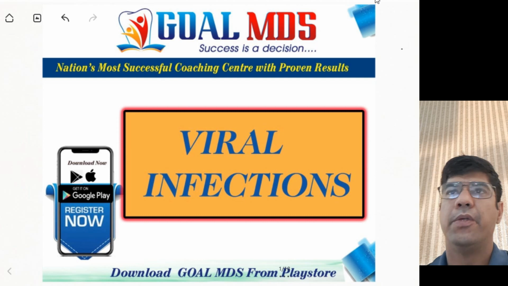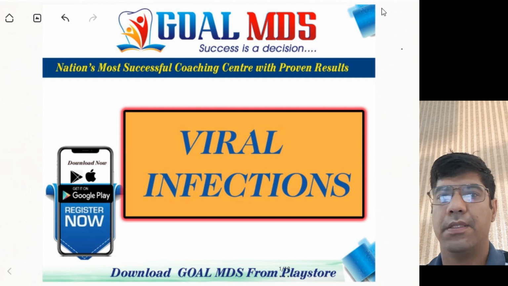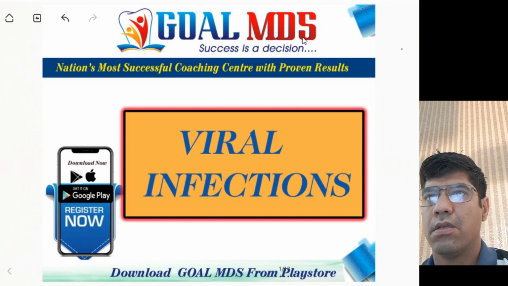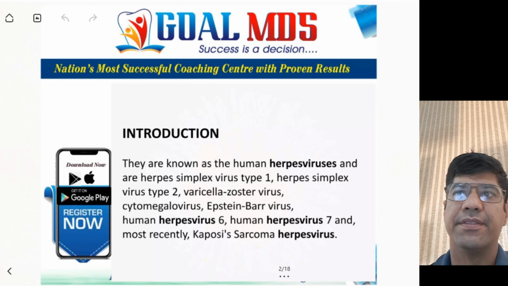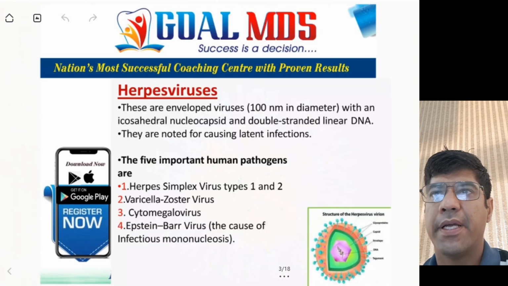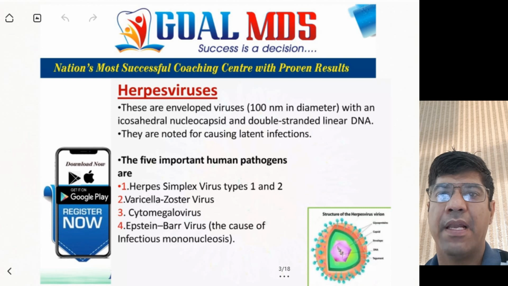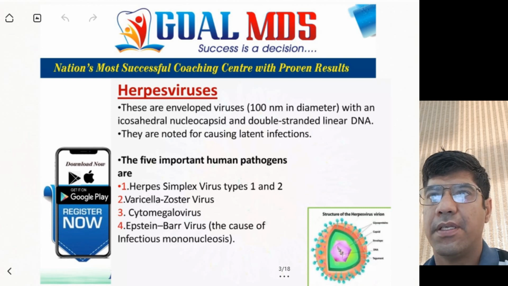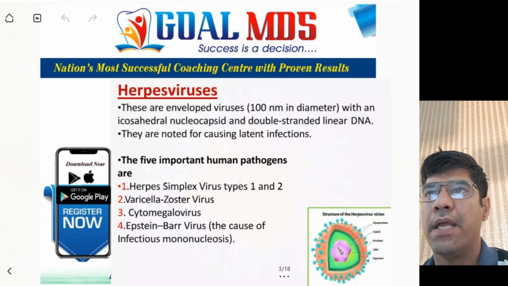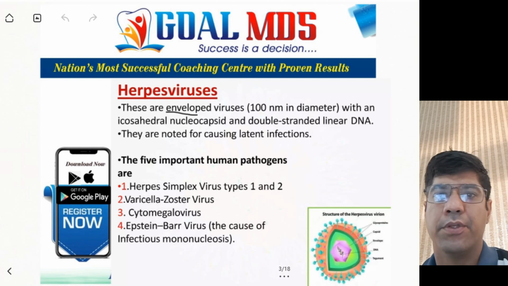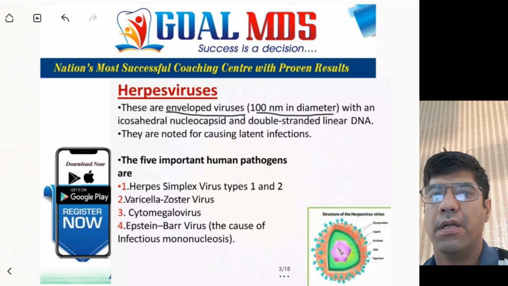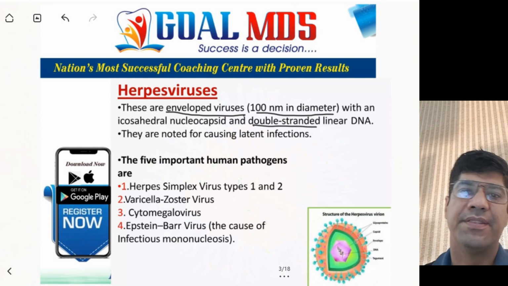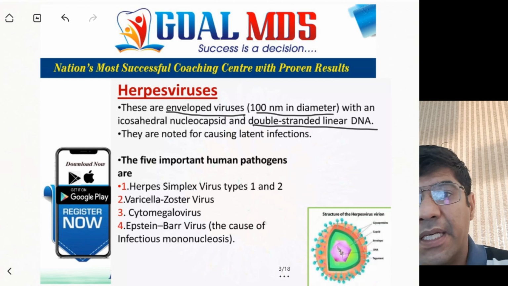Hello everyone, our topic today is viral infection. Here we shall be discussing the first one, the herpes virus. As we all know, it is an enveloped virus, 100 nanometers in diameter. The herpes viruses are a family of double-stranded DNA viruses. Remember for your exam, the herpes viruses are a family of double-stranded DNA viruses.